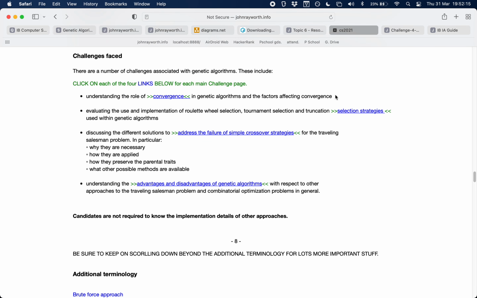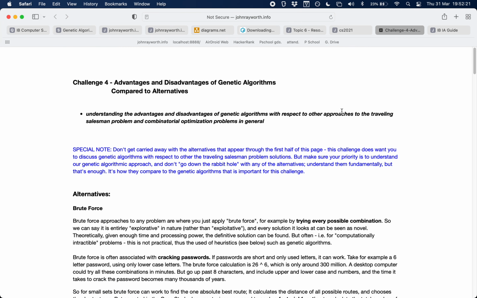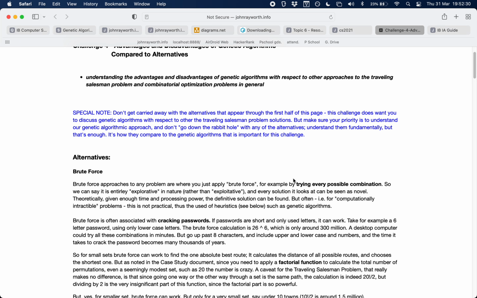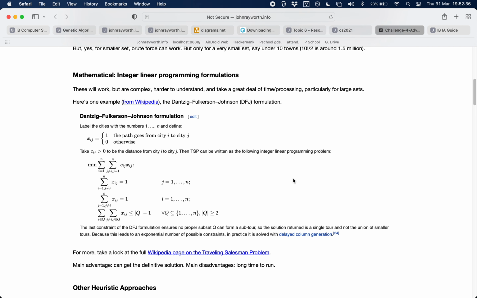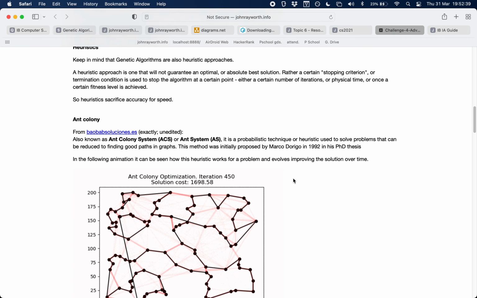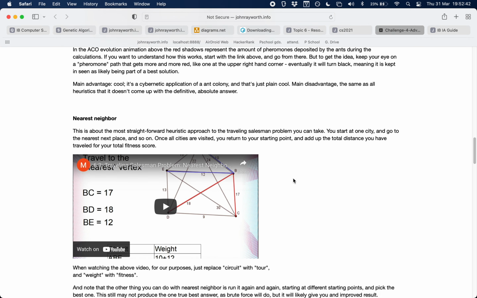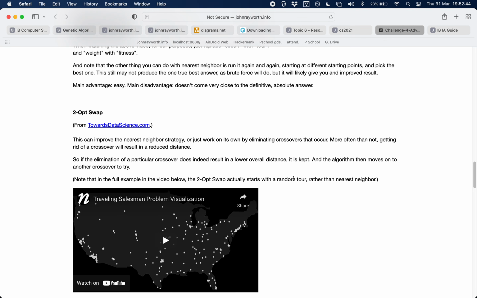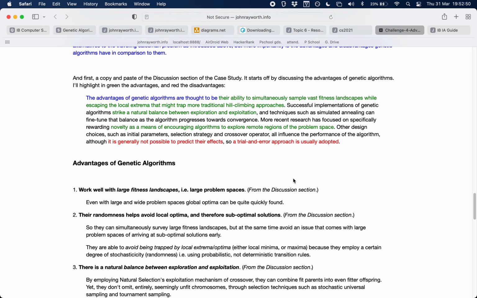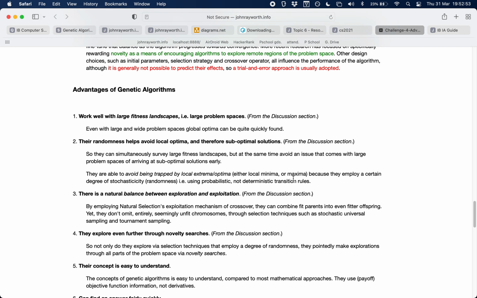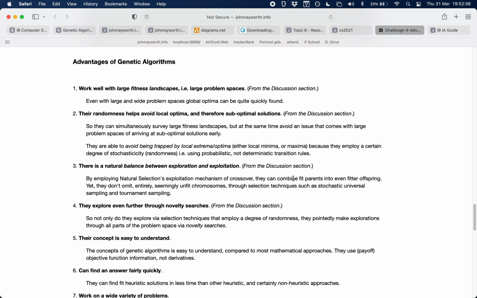So back to that. Challenge 4, we had done the first half of it way back in the beginning, because it is understanding the advantages and disadvantages of genetic algorithms with respect to other approaches. So you'll recall that we went through, 5 classes ago it would have been, brute force, mathematical approaches, other heuristics like ant colony, nearest neighbor, and two-op swap. So then the remainder of the class was the list of advantages of genetic algorithms and disadvantages.